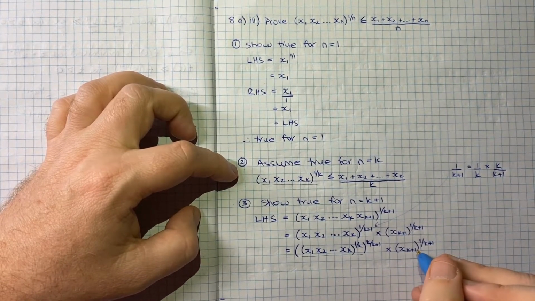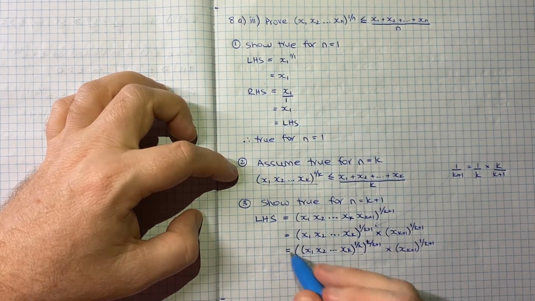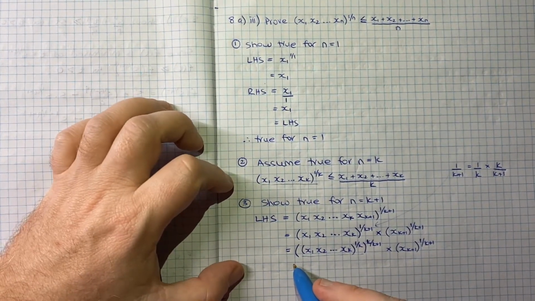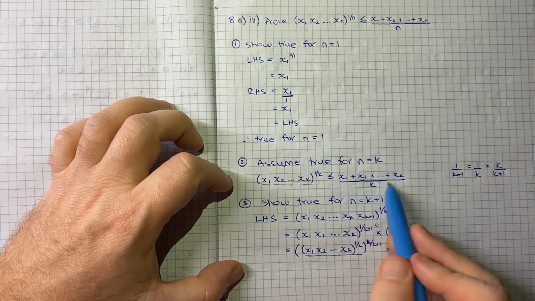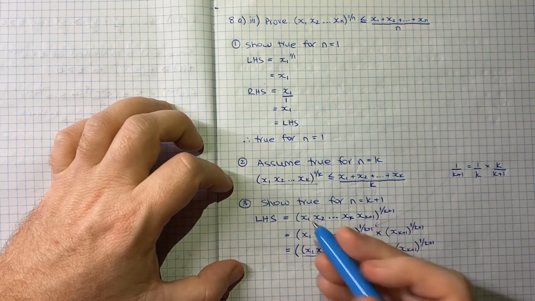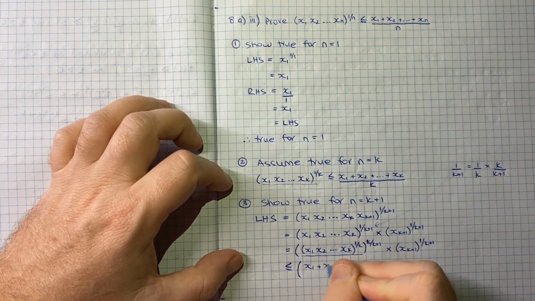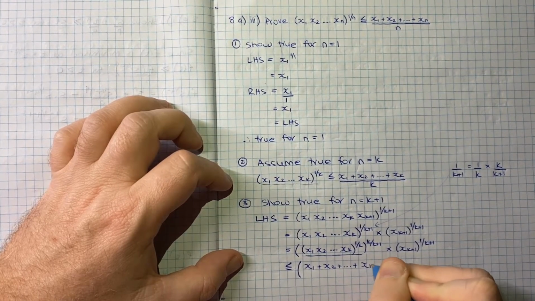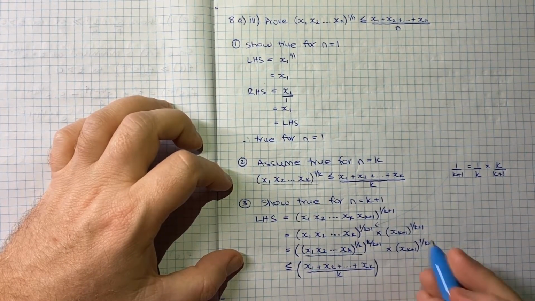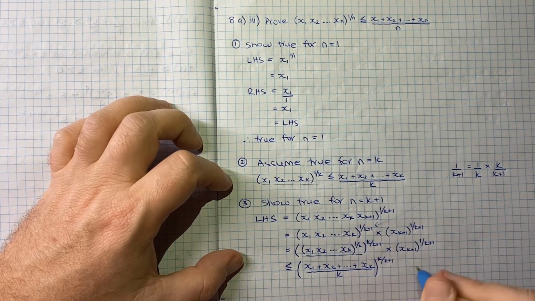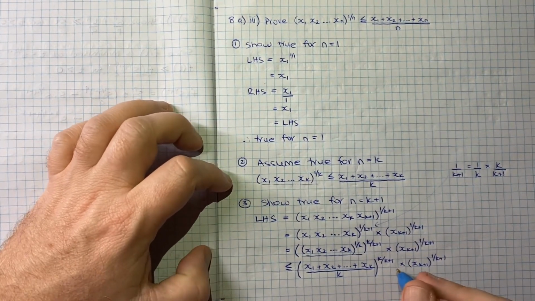So now we can bring in our inequality, because we can say that this left-hand side will be less than, well, this bit in here we know is less than or equal to this over here. So we can insert that and make it an inequality. So that's therefore going to be less than or equal to x1 plus x2 plus and so on plus xk on k. So that's replacing that. And then we've still got our to the power of k on k plus 1, and we've still got our xk plus 1 to the power of 1 on k plus 1. So we need to deal with those somehow.